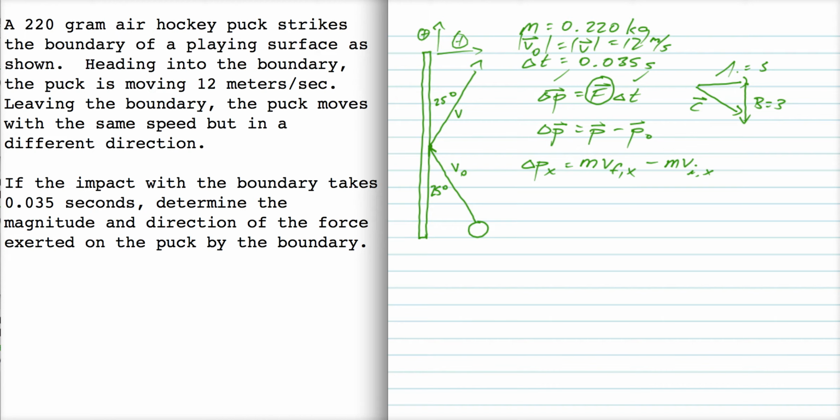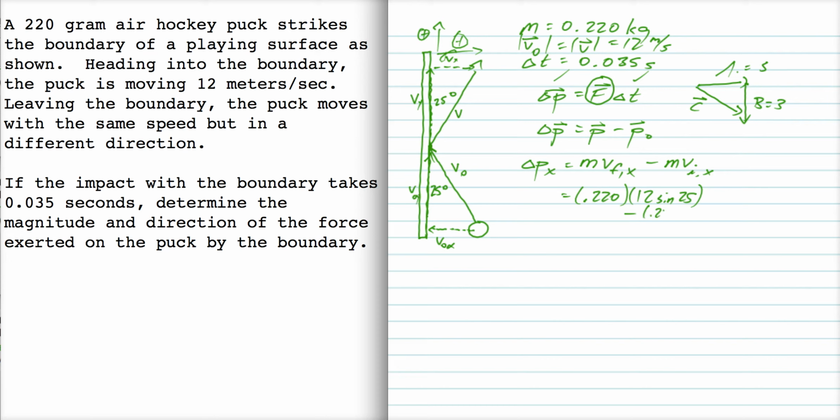So let's see, so that's 0.22 is the mass, and then the final velocity is 12 sine 25. Right, here's the final velocity. It has a y component and an x component. So there's the x component, and here's the y component. So the x component is equal to v sine 25. The x component is the side opposite. And then the initial velocity, the x component points to the left, and the y component points straight up.